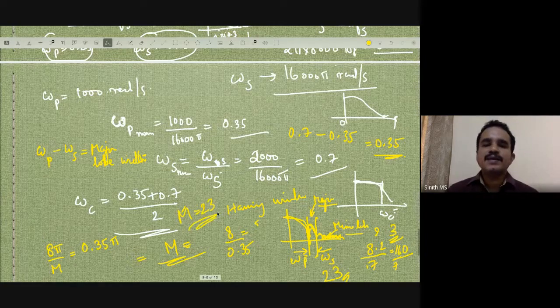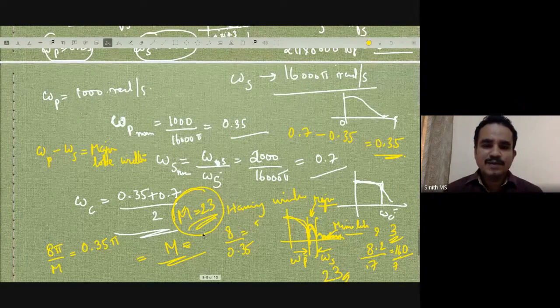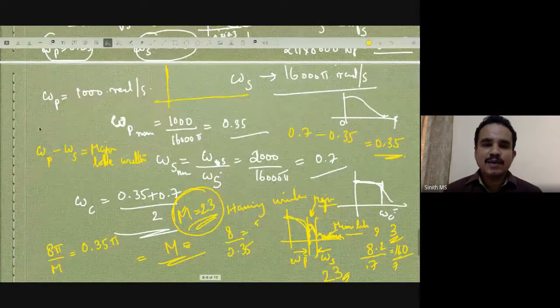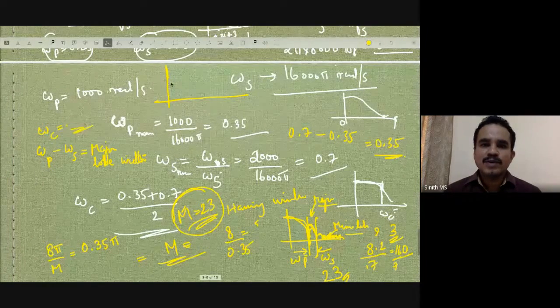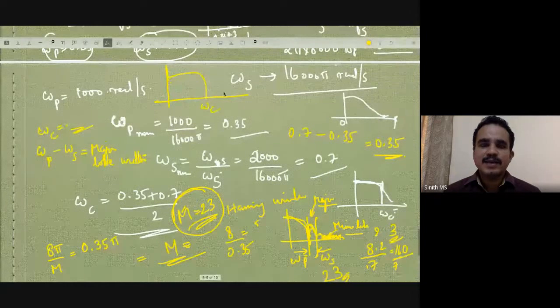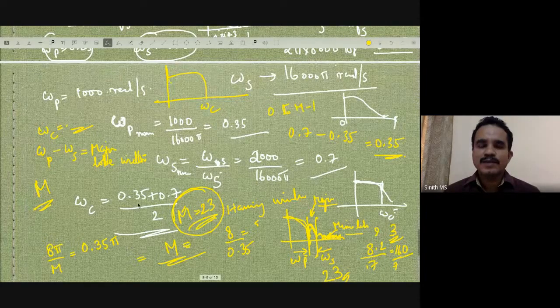Once you get M as 23, it is going to become your order. So M is obtained, and omega c you have already obtained: it is 0.35 plus 0.7 by 2. From this you got the order required, capital M, so you have values from 0 to M minus 1.